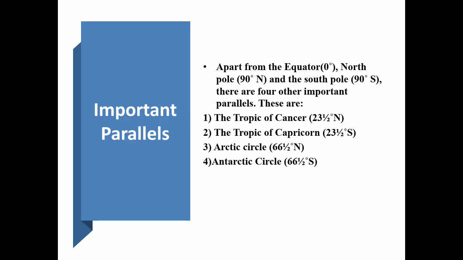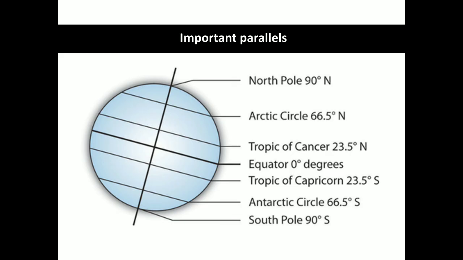For this we will read further in the next module. So now let's know more about the parallels. Apart from the equator at 0 degree, the north pole at 90 degree north, and the south pole at 90 degree south, there are four other major important parallels. These are the Tropic of Cancer, which is 23.5 degree north, the Tropic of Capricorn, which is 23.5 degrees south, the Arctic Circle, which is 66.5 degree north, and the Antarctic Circle, which is 66.5 degree south. So these are the important parallels.